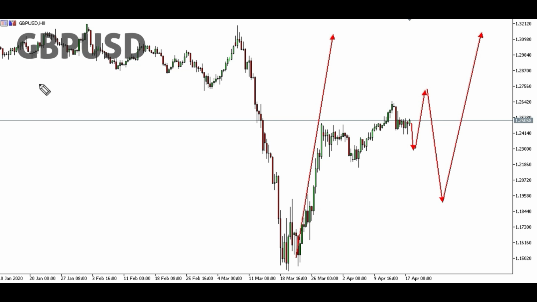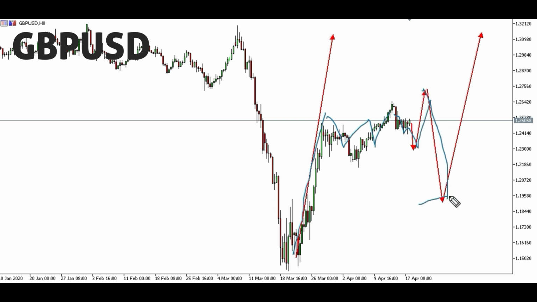GBPUSD. For GBPUSD, this movement here was forecasted to move all the way up, and the market cannot just move sharp like that. So we moved sharp here. Then this is just the resting period, a corrective structure. We're expecting to get one more up here, then one more down to this level.